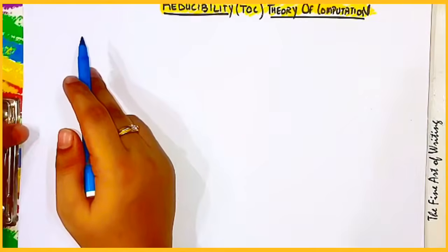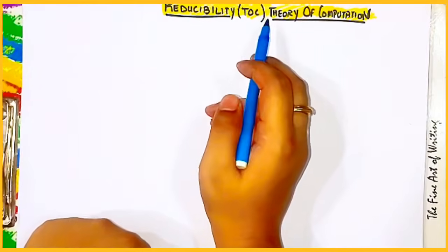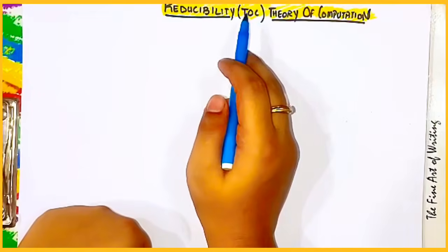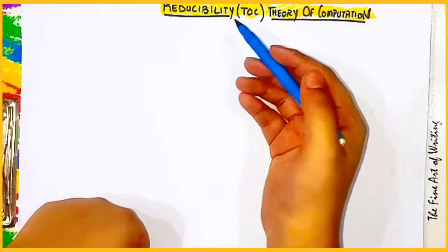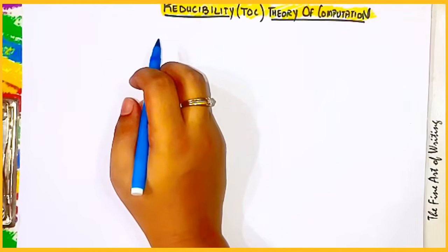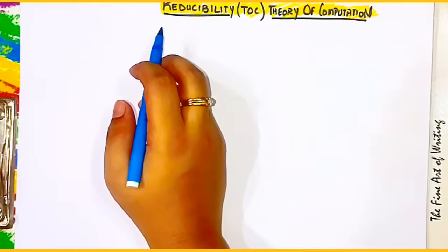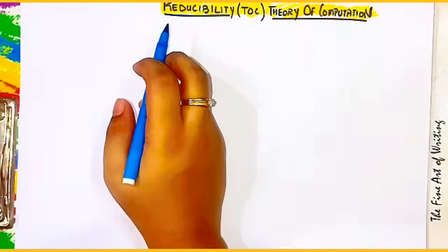So in today's video, I'll be teaching you the topic reducibility of theory of computation. This is a very scoring topic yet an important one for GATE. But most of the students find this topic very difficult and get stuck in the question. I promise you that after watching the video you will be able to solve every question based on this topic. So watch the video carefully.